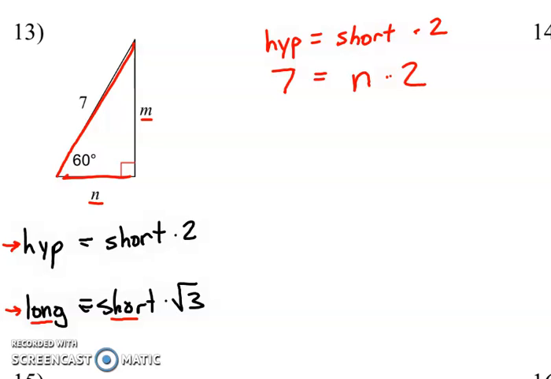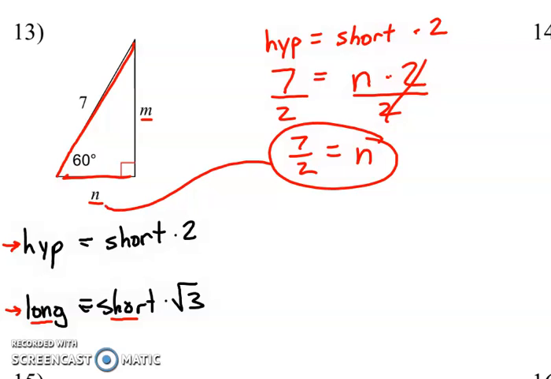When I do that, since I'm multiplying this by 2, to undo that I'm going to divide by 2, and I would do the same thing on the other side. So those cancel. I'm left with n. n equals 7/2, or if you want to call it 3.5, that would be fine. So I've found one of my sides.